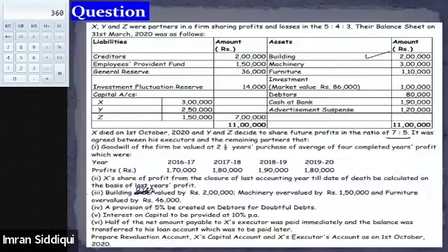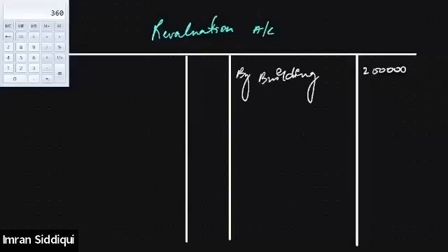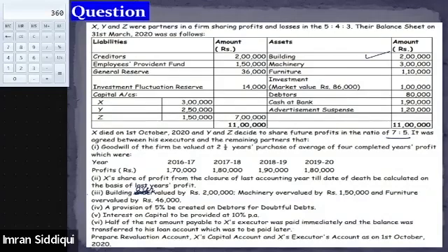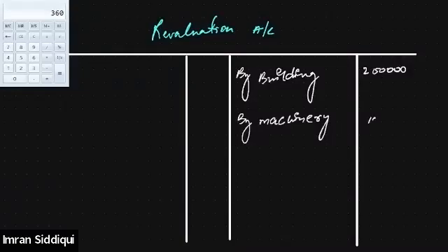Okay. Now let's read the next adjustment. In the third adjustment itself, it talks about the machinery overvalued by 150,000. Machinery was also overvalued by 150,000, by machinery. There seems to be some mistake in the question. Anyways, let's do this. $1,50,000.